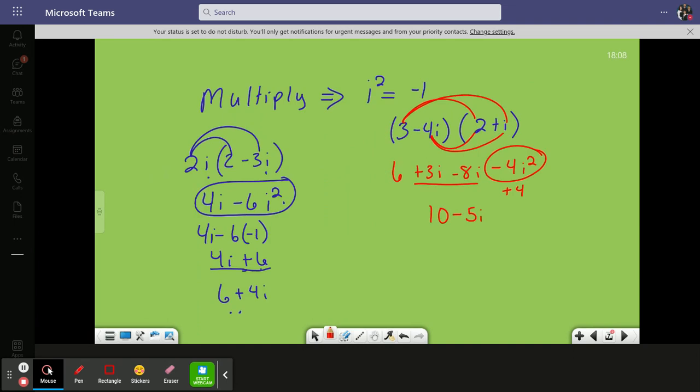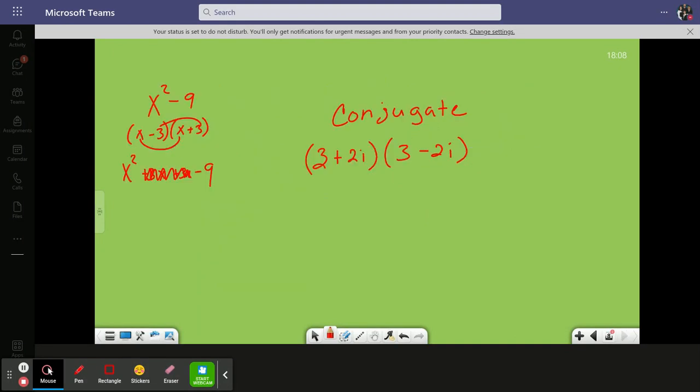I'll end up with that i squared, right? And the i squared is just going to become a number. So let's FOIL this out. I got 3 times 3 gives me a 9. Outside, I've got a negative 6i. Inside, I have a positive 6i. And then last, I have a negative 4i squared.